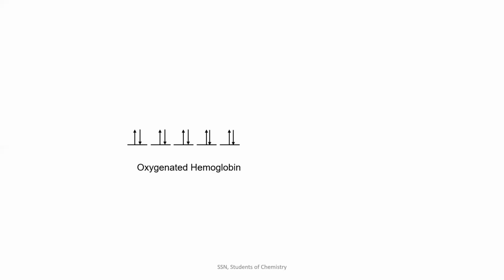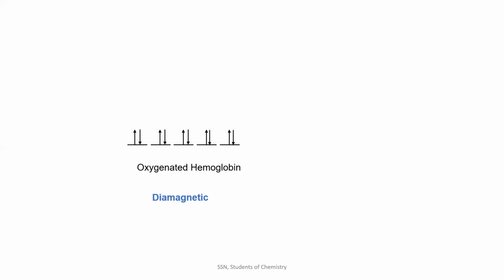So this is the oxygenated hemoglobin, which contains all paired up electrons, making the molecule diamagnetic, or in other words, it will be feebly repelled by the applied magnetic field. But one must note that diamagnetic character is a weak magnetic character. So if a molecule contains both paramagnetic and diamagnetic character, the paramagnetic character prevails.